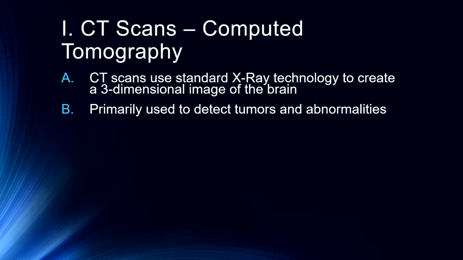So primarily this is used to detect tumors and abnormalities, to look at structural problems. So for example, if you've had a head injury or a fall, we'll use a CT scan to see if there's any subdural hematoma or any sort of gross abnormality, or if you've had a seizure disorder, for example, they'll usually start with a CT scan. These are relatively inexpensive, which is one of the reasons why they're sometimes overused.